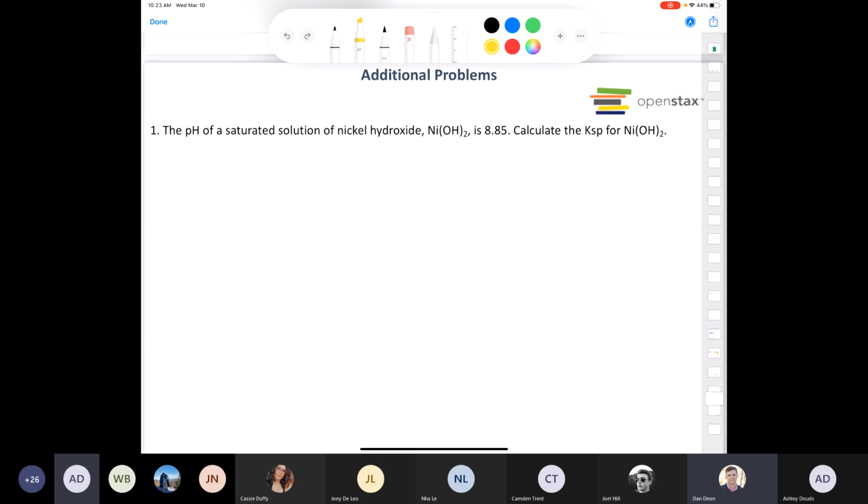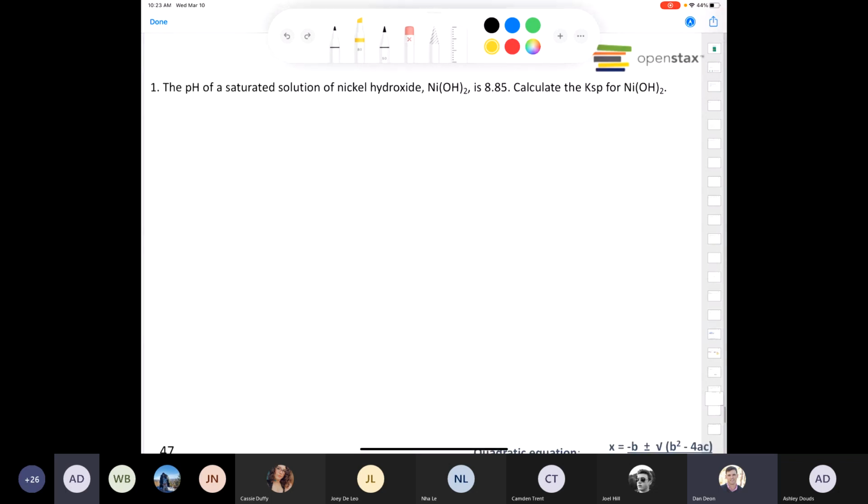Based off of everything you know, this question is not about coupled equilibria. It's just about KSP. Let's read the question together. It says the pH of a saturated solution, right? So you can think of KSP if it's saturated. You know the pH of the nickel hydroxide solution. It's 8.85. I want to see if you guys can calculate the KSP.